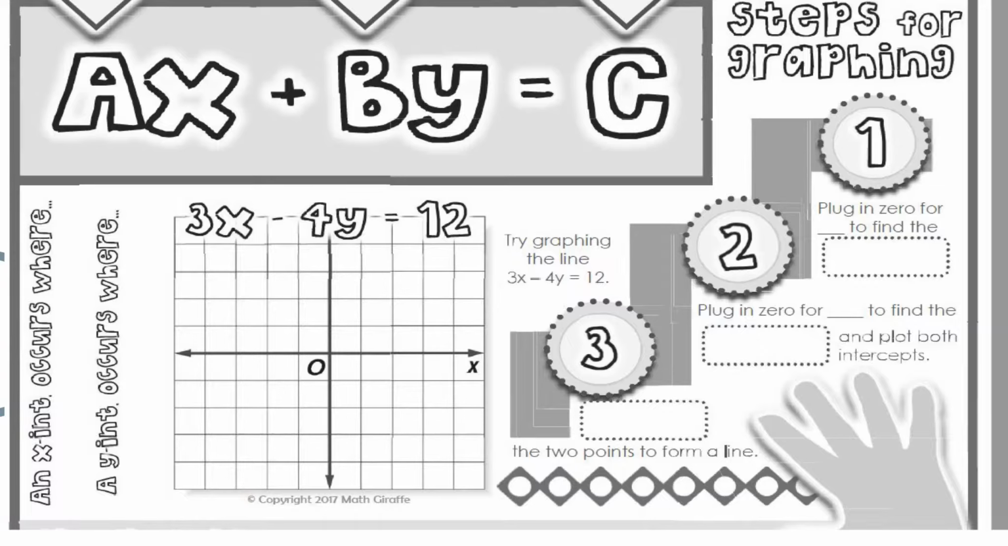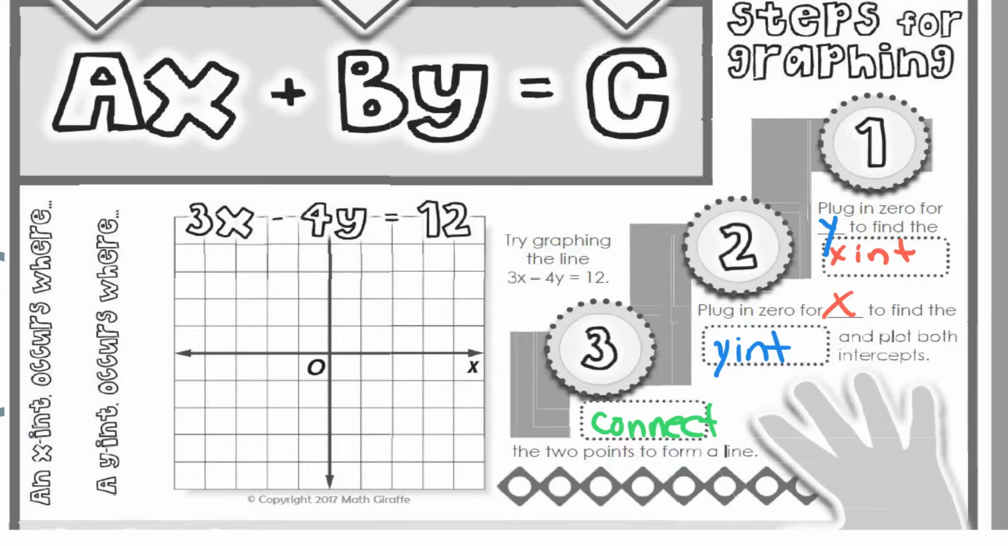So the steps for graphing the equation of a line while in standard form: first, we plug in 0 for y so we can find the x-intercept. I'm just writing that as xint to save space. The next step is we plug in 0 for x to find the y-intercept. And then we connect our points.